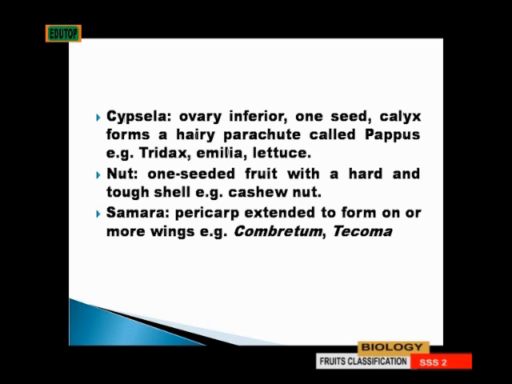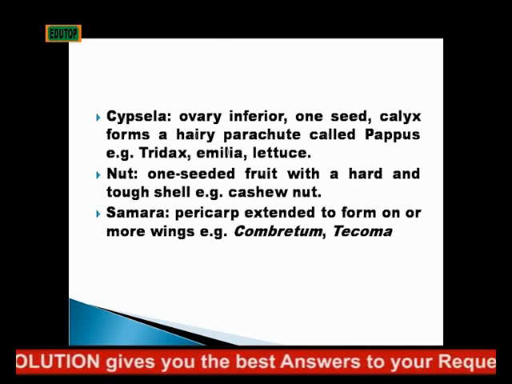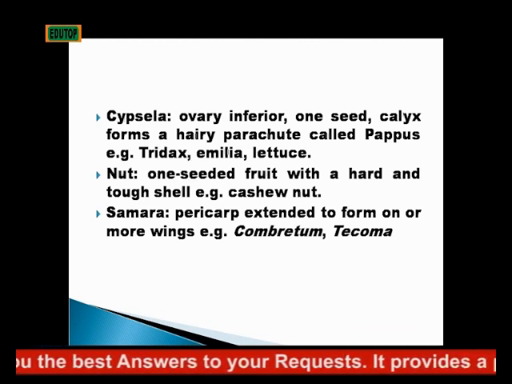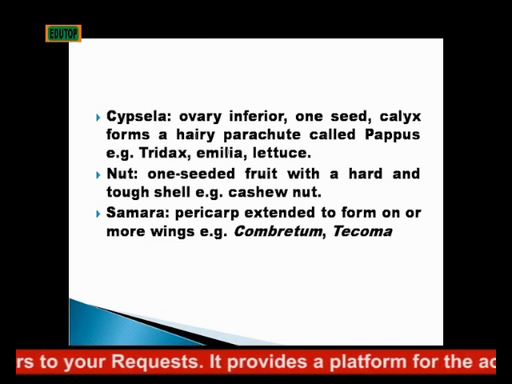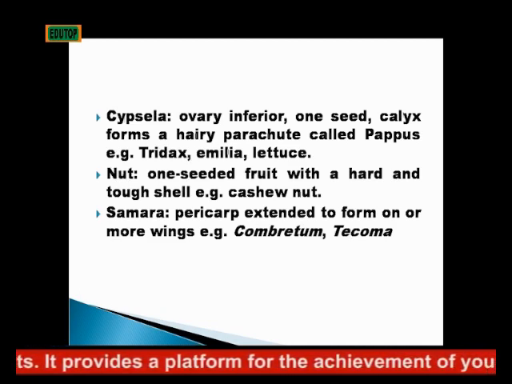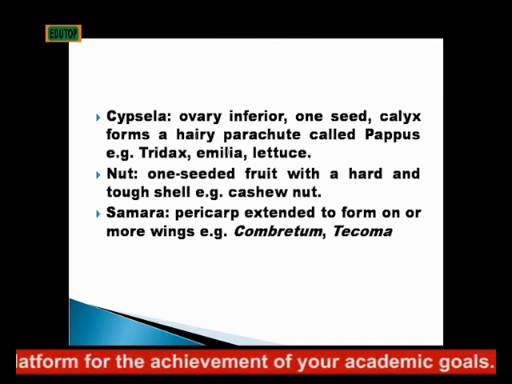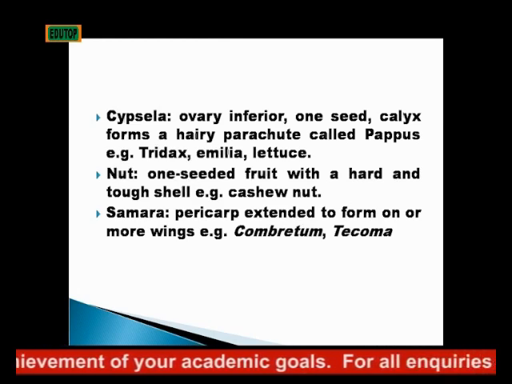Then the next one is nut. Nut is a one-seeded fruit with a hard and tough shell, as we have in the cashew nuts. Then the last one under the indehiscent fruits is the samara. Samara has its pericarp, that is the ovary wall, extended to form one or more wings, as we have in combretum and in tecoma stans.